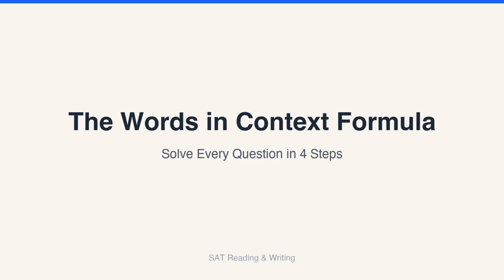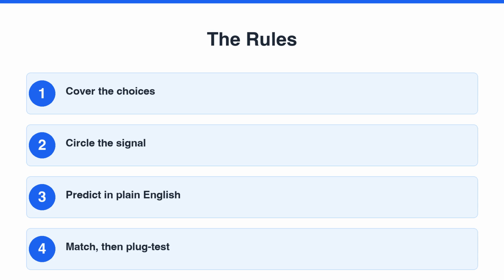Every words in context question on the SAT can be solved with the same four-step formula. By the end of this video, you'll know the steps, why each one works, and the 3 traps that catch most students. I'll show you the formula first, then we'll drill it on 5 real questions: easy, medium, and hard. Here's the 4-step formula. Take a beat to read it, then we'll go deeper on each step.